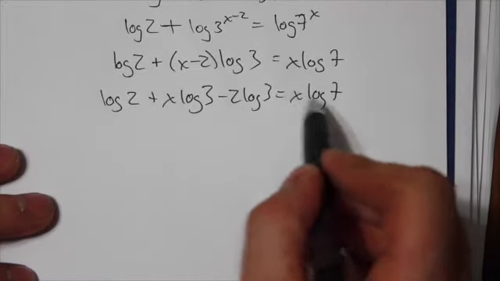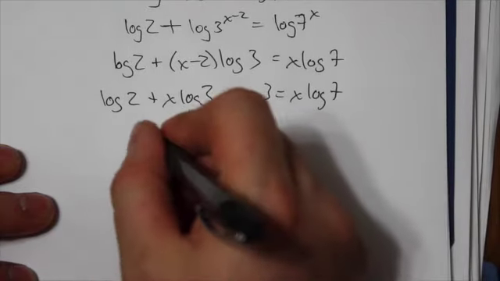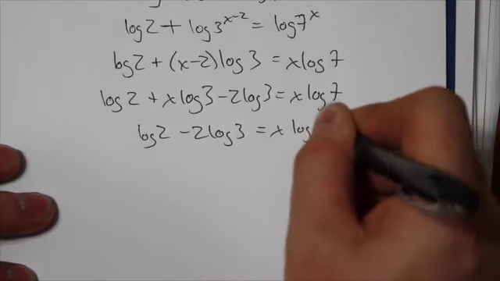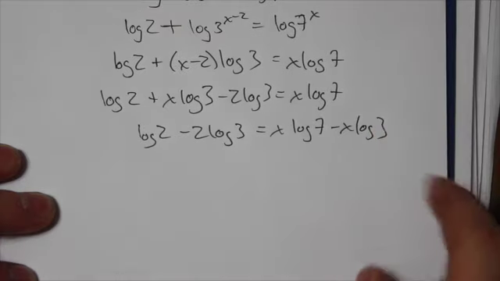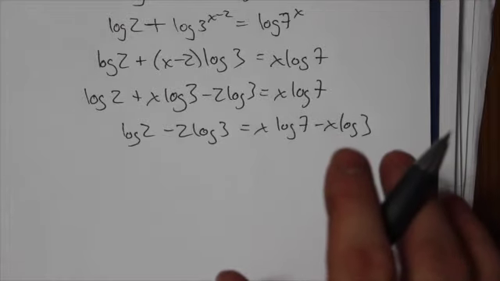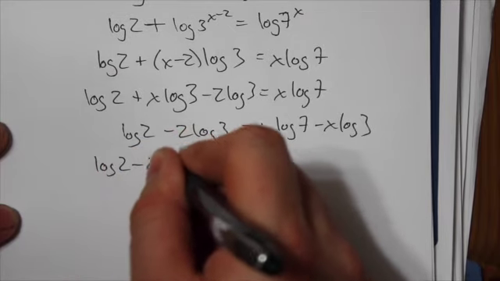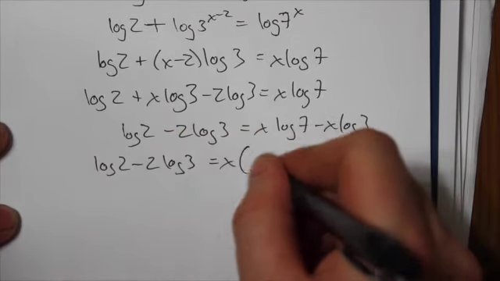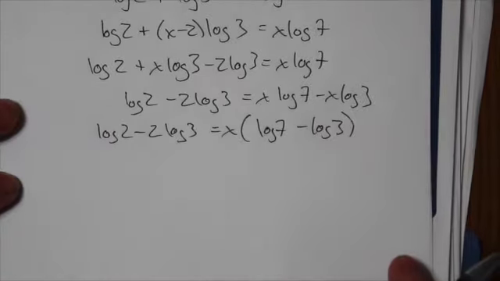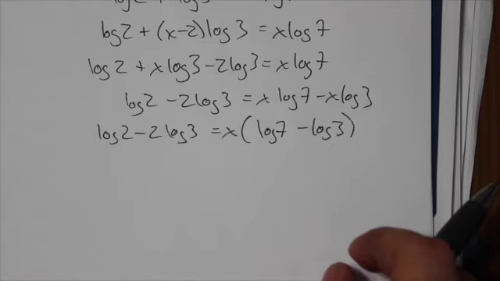I'm going to bring the x log 7 over to this side. Actually, I take that back. I'm going to move the x log 3 over to the other side because that's just a little less motion, so it'll be x log 7 minus x log 3. The whole goal here is to bring down the exponents, expand everything out as much as possible, and then get the terms with the variable in them to one side. Then we factor out the x. Now at this point, it's just a matter of dividing both sides by log 7 minus log 3.